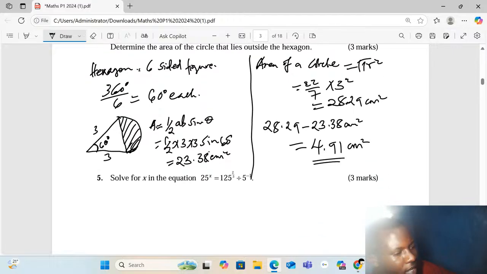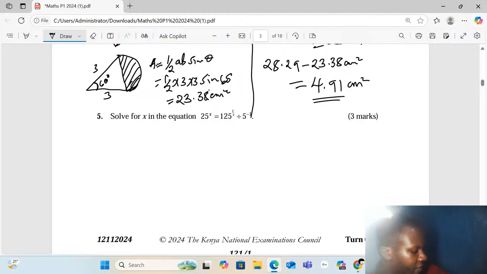That's simple. Then question number 5. Solve for x in the equation 25^x equals 125^(2/3) divided by 5^(-1). So that one is testing on the laws of indices.